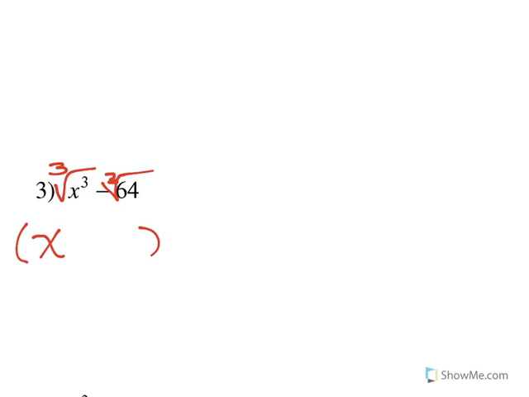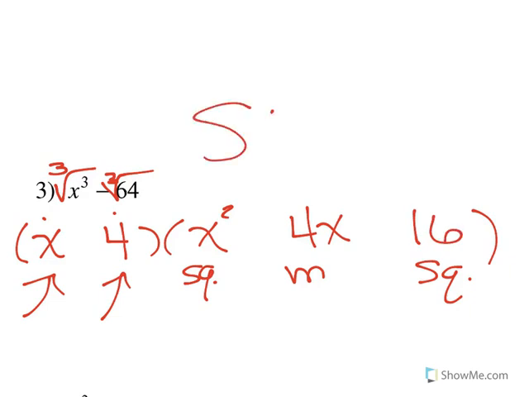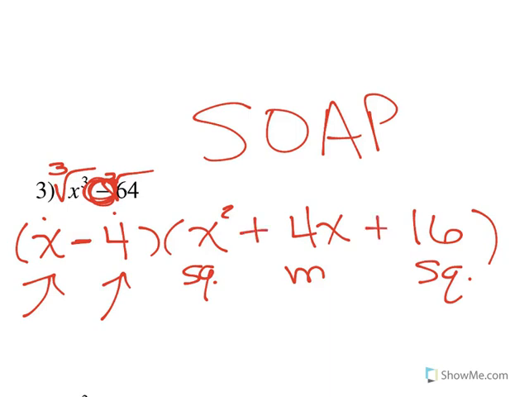So we're going to find that, and that's a 4. Then you're going to square, multiply, and then square. So square your x, and that gives you x squared. Multiply x times 4, and you get 4x. And then you're going to square your 4. 4 times 4 is 16. Let's use SOAP to figure out the rest of it. So we're going to take the same sign that we got here, so minus, and then we're going to do the opposite, and then this is always positive.